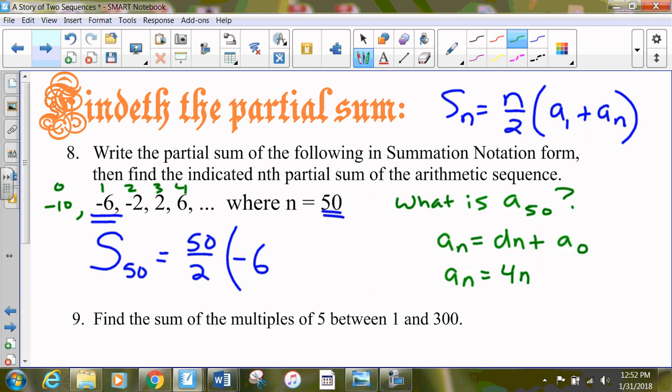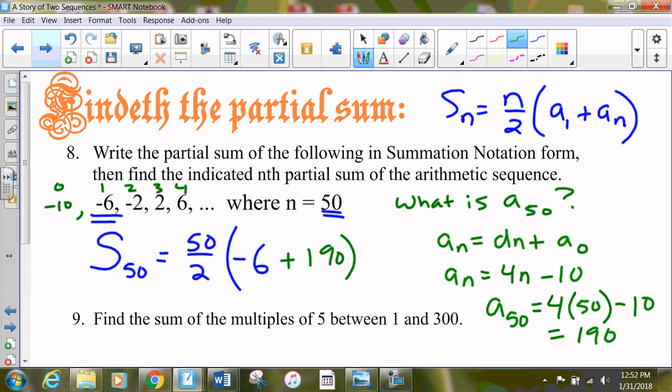I keep stepping on my cord. All right, so that's the definition. So I want to know, hey, what is the 50th term? Well, I just plug 50 in, multiply by 4, subtract 10, I get 190, and voila, I now know that my last term is 190. I put that in my calculator. Hopefully I wrote it down on my paper.